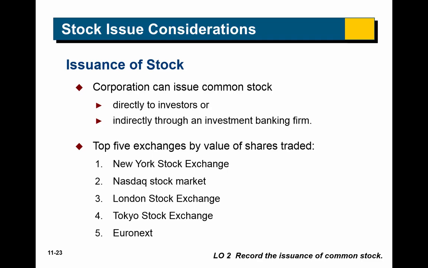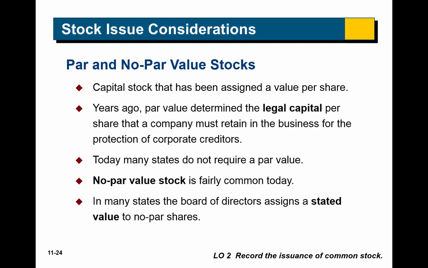So corporations can either issue common stock directly or indirectly through an investment banking firm. Most big companies that you've heard of are done through an investment banking firm who handles the whole initial public offering of the stock. There's the big stock exchanges. You've probably heard of some of those. Maybe you've heard of all of them.